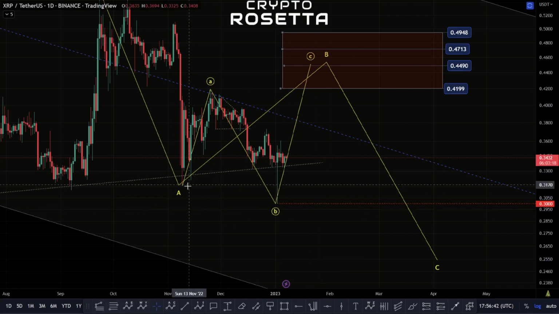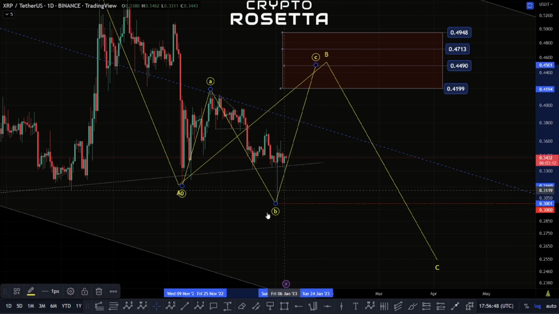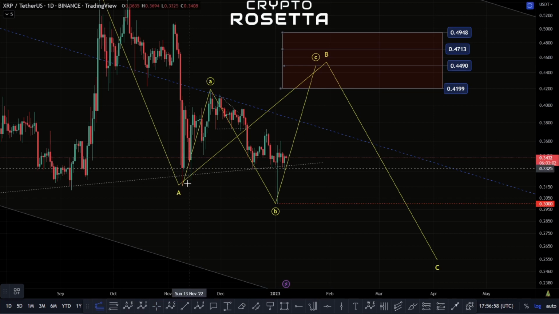And what we would be looking for is this is an A, this is a B, and then we'd be looking for a 5-wave move to the upside. So this is why, even if we do get a 5-wave move develop here to the upside, we need to be very careful, because this could just be an expanding flat correction, and we could look to break down.